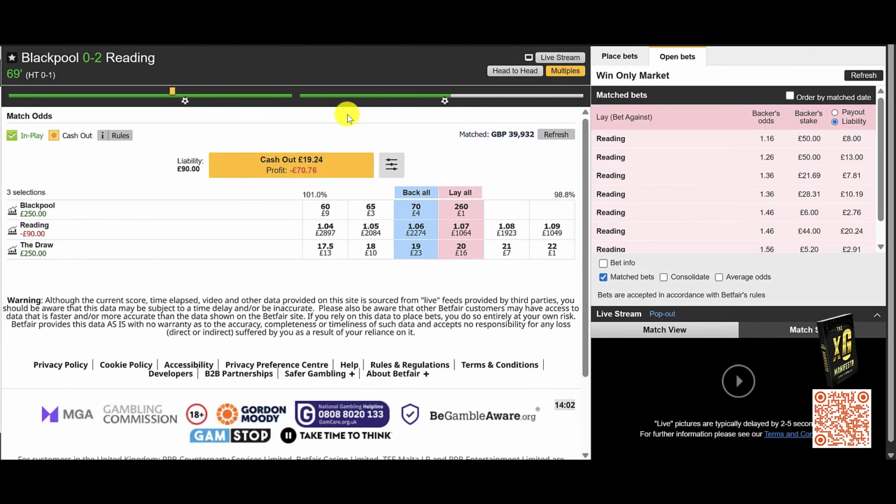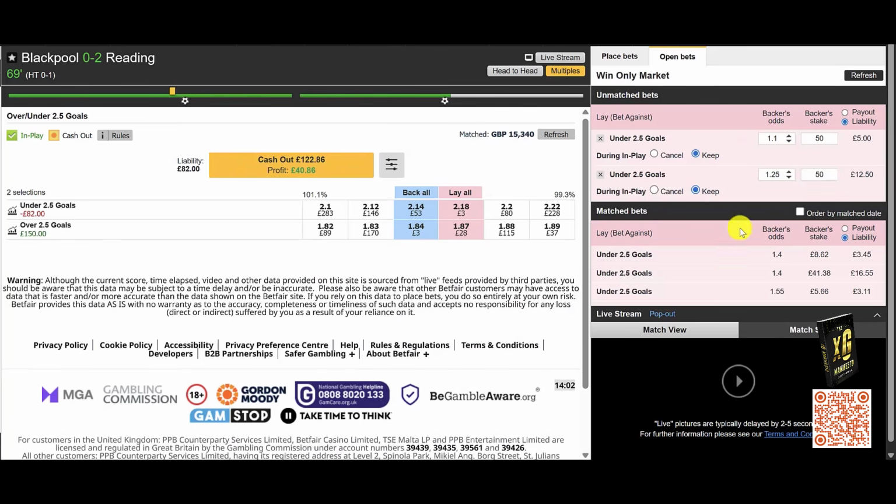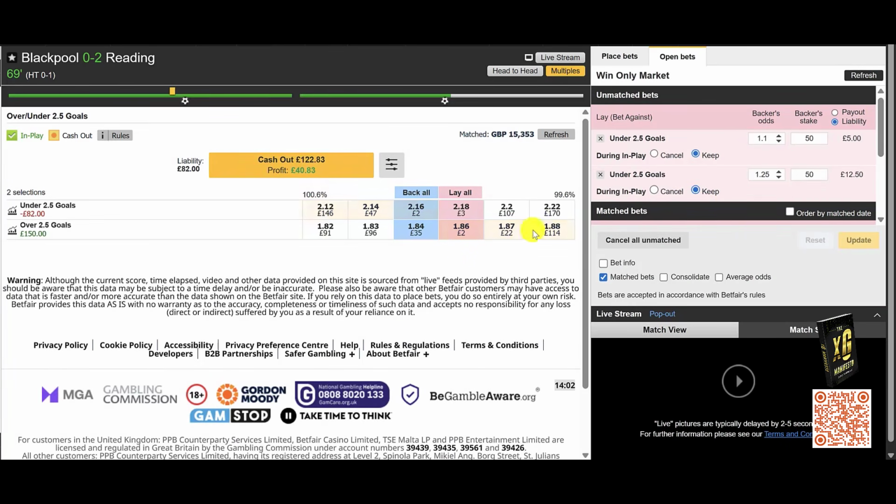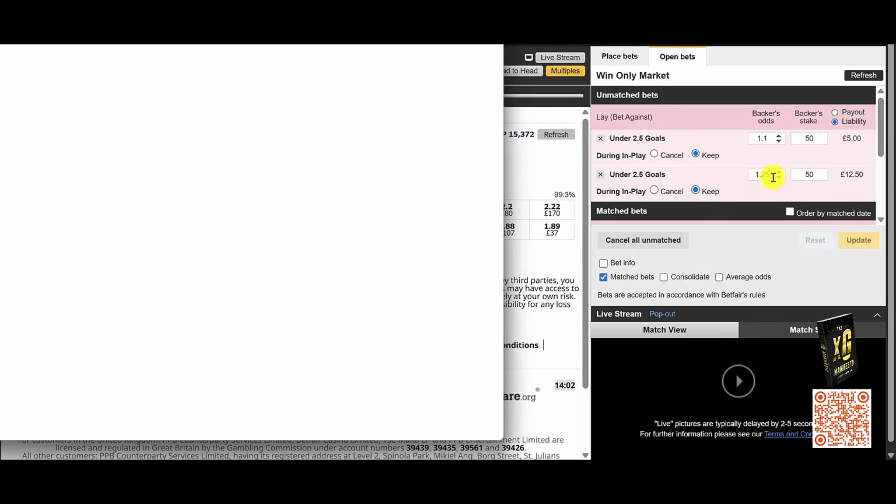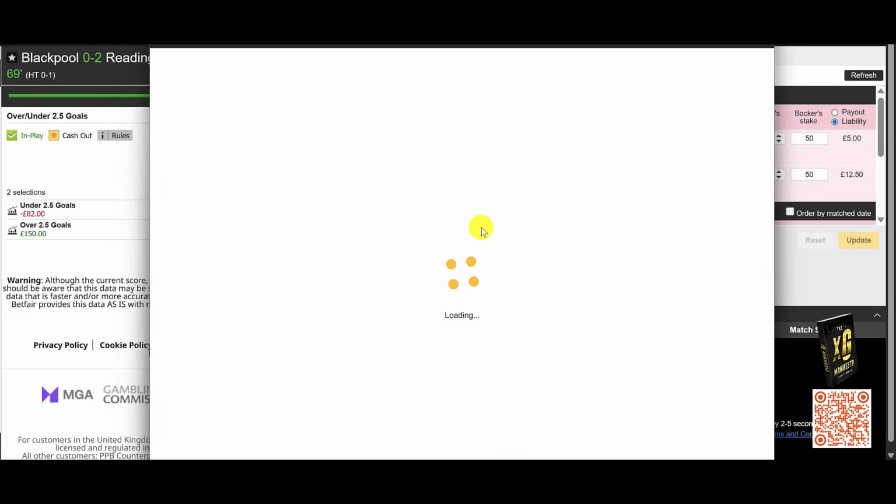69 minutes on the clock. We've had a goal. It has not gone the way that we really wanted it to come. Okay, so we were expecting a goal. We ideally wanted it to go to Blackpool. It's actually Reading who have doubled the lead here, 2-0. So obviously we're staring down the barrel of a loss on the match odds market, but we were involved on the goal markets. Let's see how that one went. And very, very close. We were very close to getting at least that lay order matched, which would have made a huge difference to this.